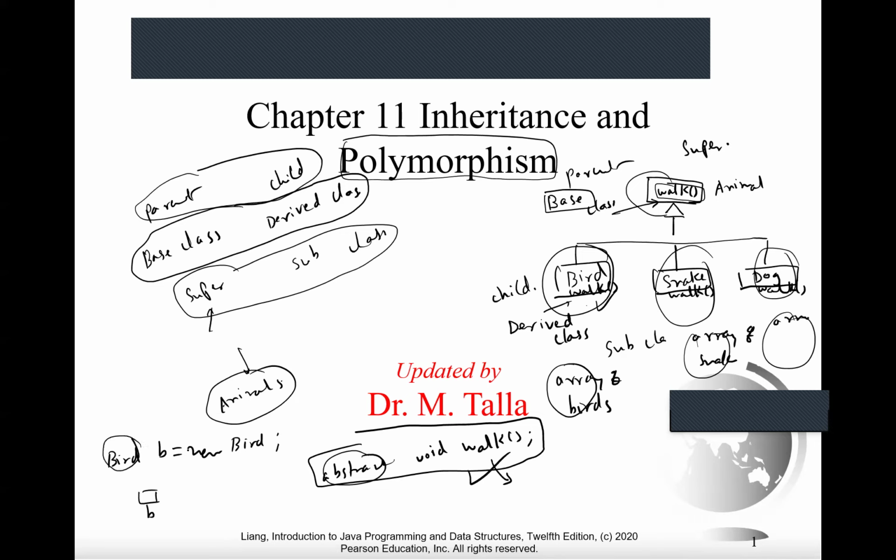Bird is a derived class of animal, which means that two pieces of memory are allocated. You don't worry about whether it's contiguous or non-contiguous. This is a reference to the bird. The first one is the animal part, and they both are connected together. And the reference is a bird reference.